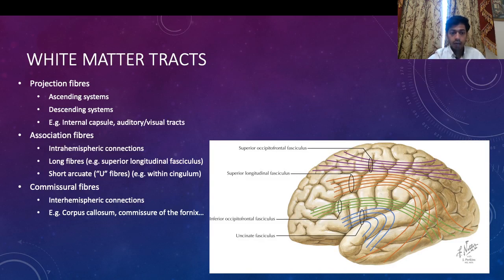And now we're on to white matter tracts. Obviously you've got projection fibers, you have got association fibers, and then you've obviously got commissural fibers.